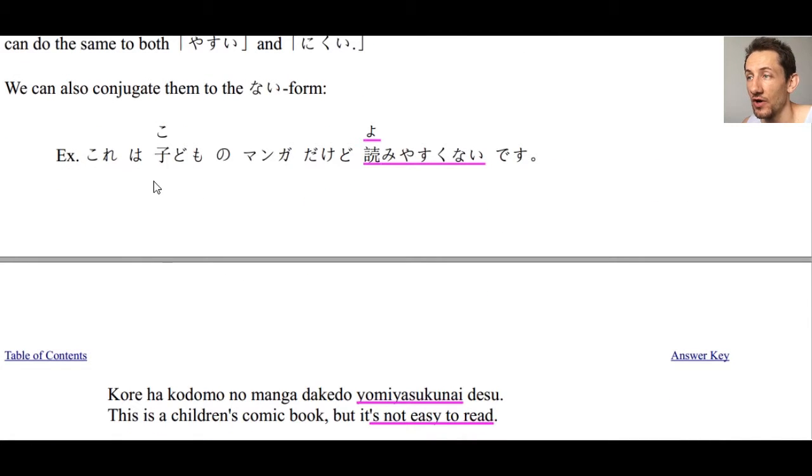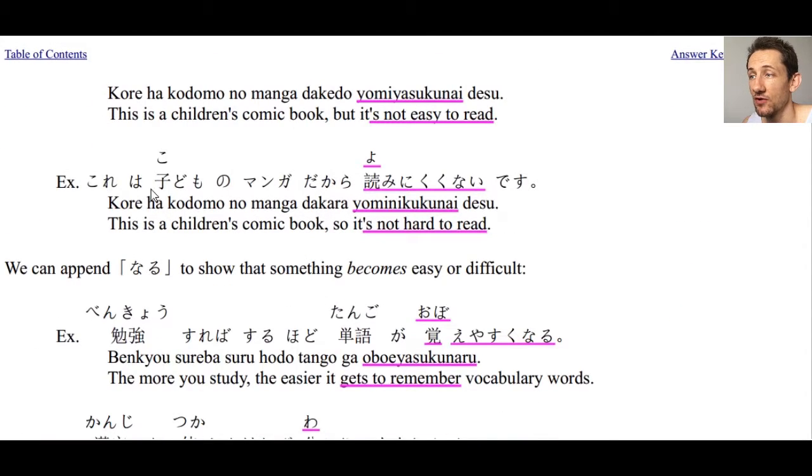So we can say, これは子供の漫画だけど読みやすくないです。So 読みやすい、読みやすくない。The nai form of 読みやすい, 読みやすくないです。So not easy to read. Or we could say, これは子供の漫画だから読みにくくないです。読みにくい. And the nai form would be 読みにくくない. So not difficult to read, not hard to read.